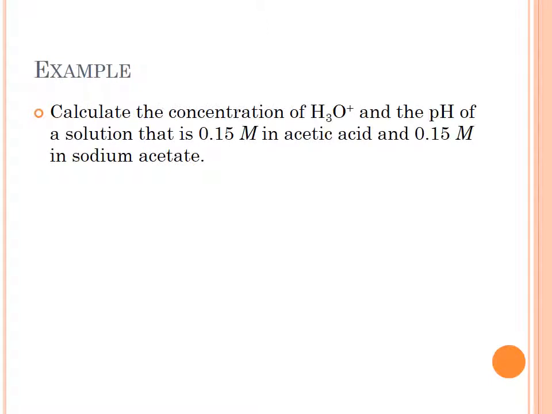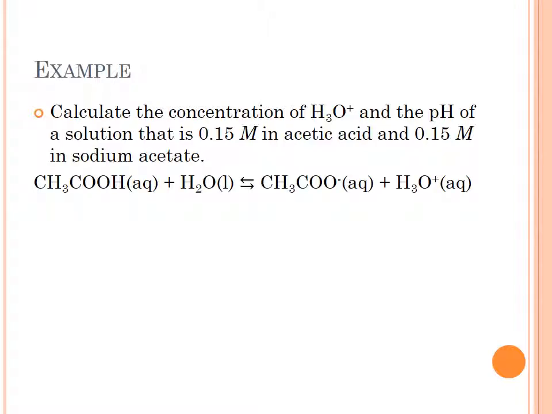So let's calculate the concentration of the hydronium ion and the pH of the solution that is 0.15 molar in acetic acid and 0.15 molar in sodium acetate. So we're working with the same acetic acid equilibrium, except we're going to assume an initial concentration of the acetate ion, which we did not assume in our previous acid-base equilibria presentation. But the problem will work very much the same.